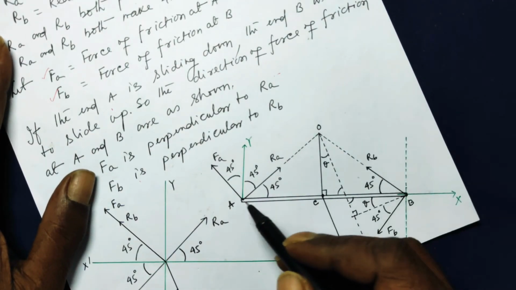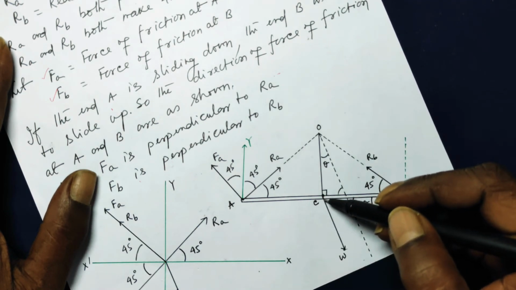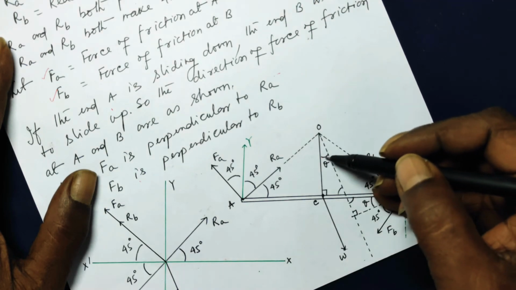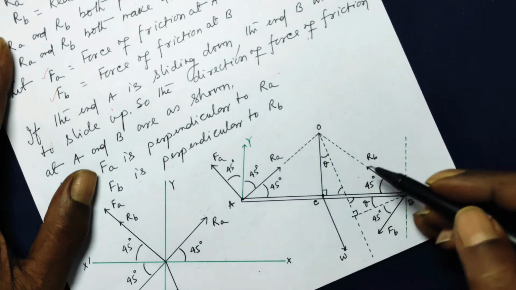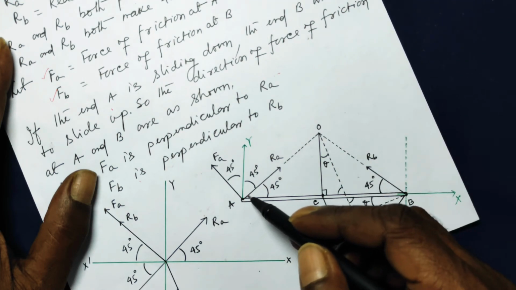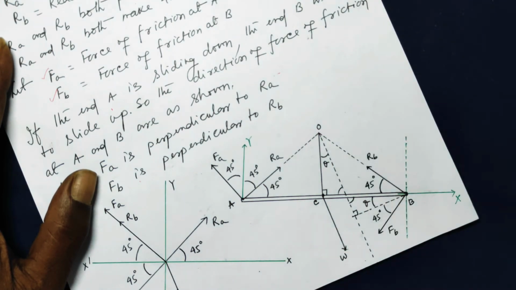This is the center of the ring, the prismatic bar AB. From the center of the prismatic bar, the weight is hanging vertically downward. This angle is given as theta. I just explained how this is 45, and this angle also, how it is 45. RA is pointing towards O, RB is also pointing towards O.